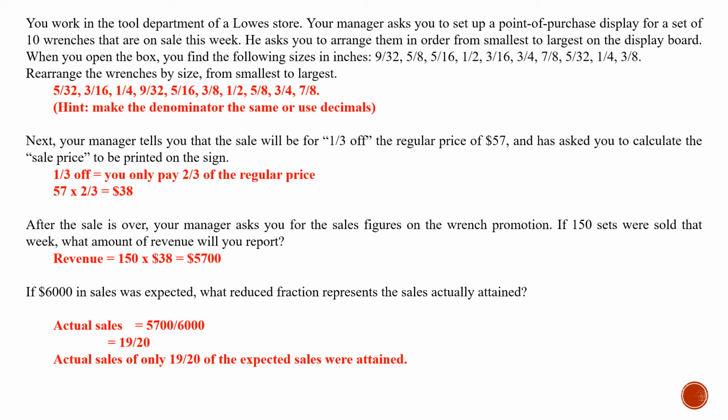Next, your manager tells you that the sale will be for 1/3 off the regular price. So 1/3 off, meaning you're going to have a 1/3 sale. That means there'll be 1/3 off. That means people will only pay 2/3 of the regular price. So you take 57 times 2/3, which is 38.